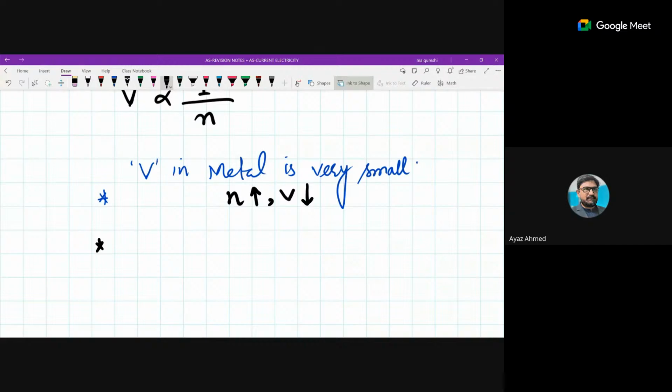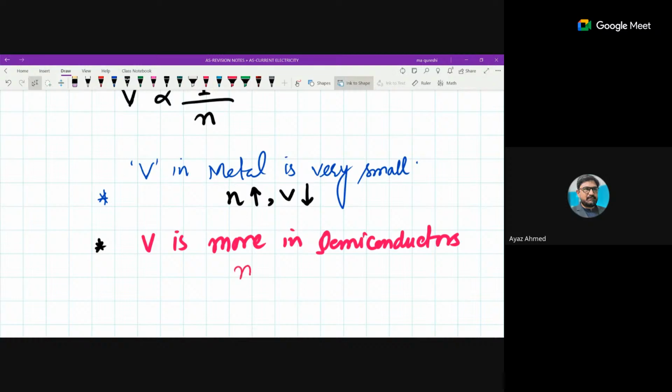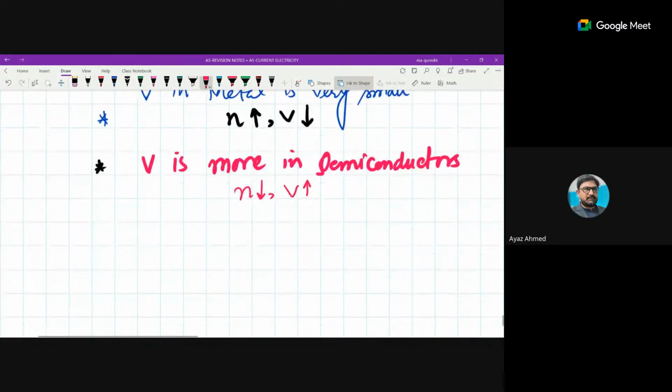But in semiconductors, v is more. Okay? So we have to take care of this statement as well, because semiconductor materials have smaller n, so their v would be greater. And the third aspect of that discussion is that v is inversely proportional to the area of the wire.